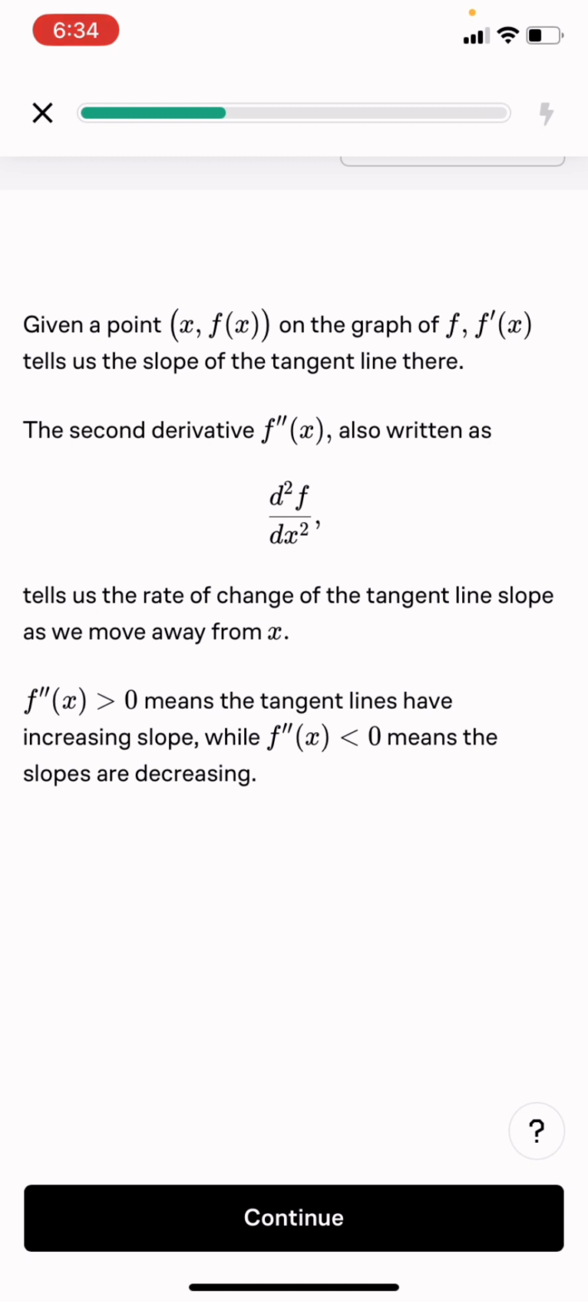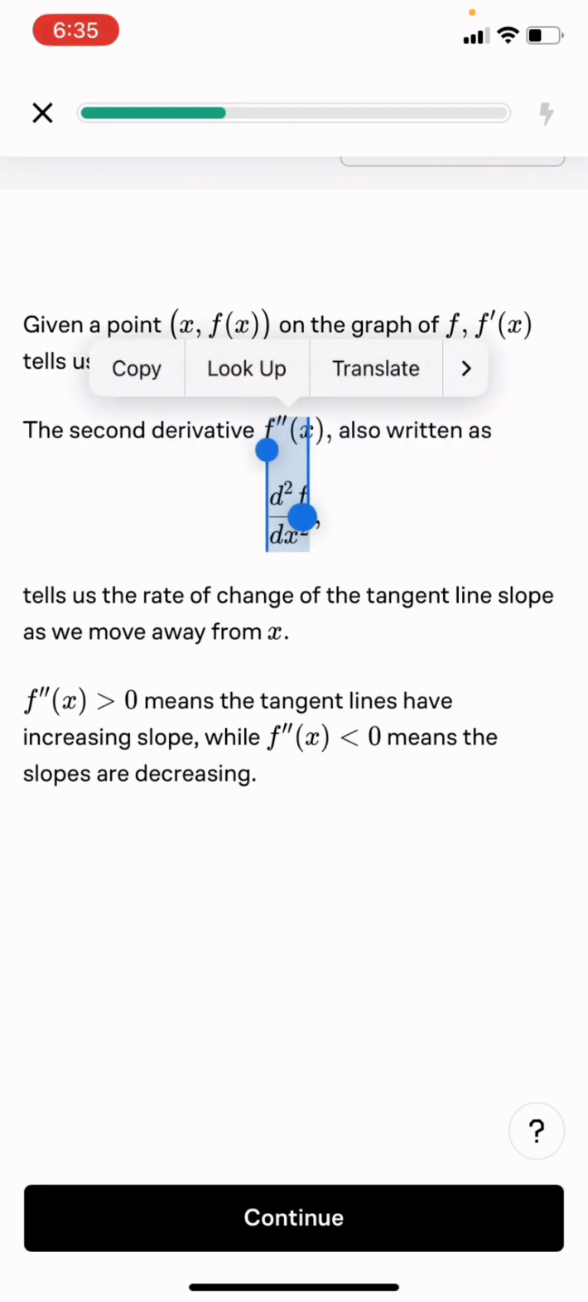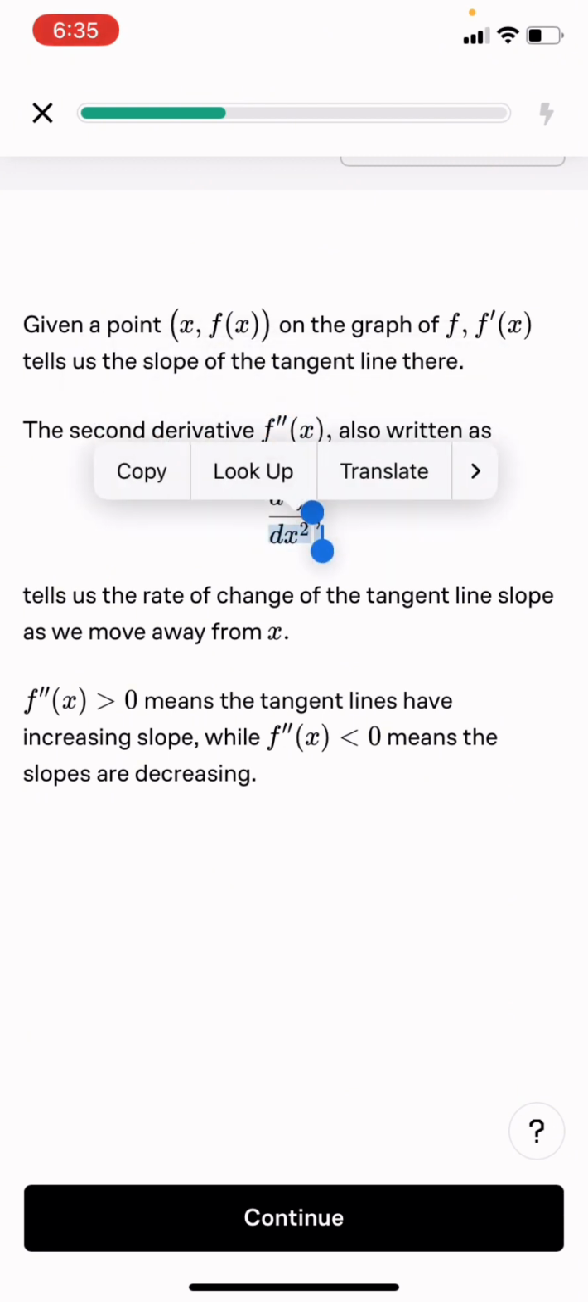Given a point x on the graph of f prime of x, it tells us the slope of the tangent line there. The second derivative, f prime prime of x, also written as the second derivative of f divided by the derivative of x to the second power, tells us the rate of change of the tangent line slope as we move away from x. I'll make sure to keep this formula.